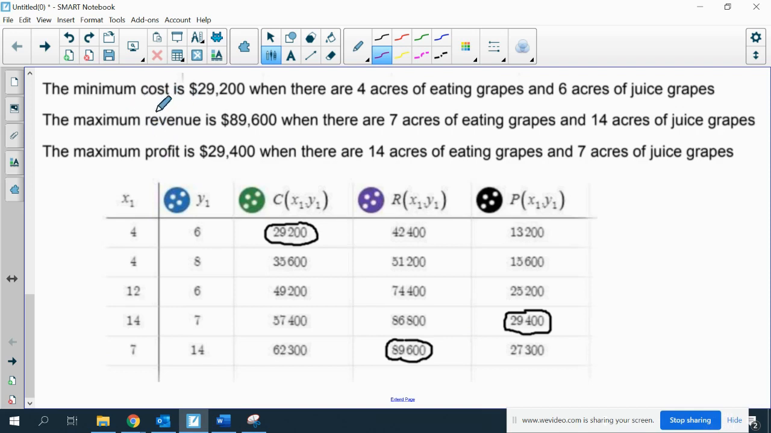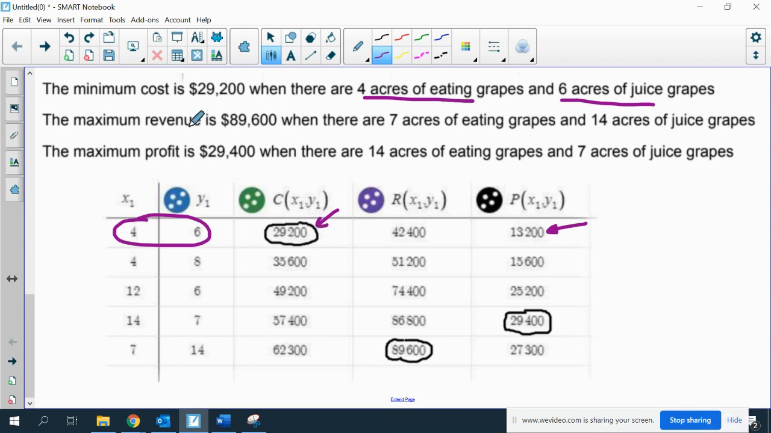So the final answer is actually different depending on which objective function you're answering. So the cost function is actually best and minimized at 4 acres of eating and 6 acres of juice, because that minimizes costs. Now also notice that that's the smallest amount of profit, but this may be the best case for the farmer if the farmer doesn't have a lot of money to put into the farm and he doesn't want to get into debt before he gets started.